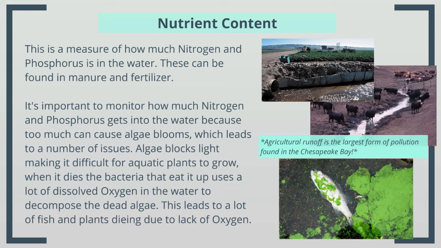And that's actually why the bay has such low grades. We had too much runoff from farms and cities and stuff, and agricultural runoff is the largest form of pollution found in the Chesapeake Bay. There are huge dead zones caused by algae blooms that happen in the Chesapeake Bay, and we're working really hard to minimize that now.